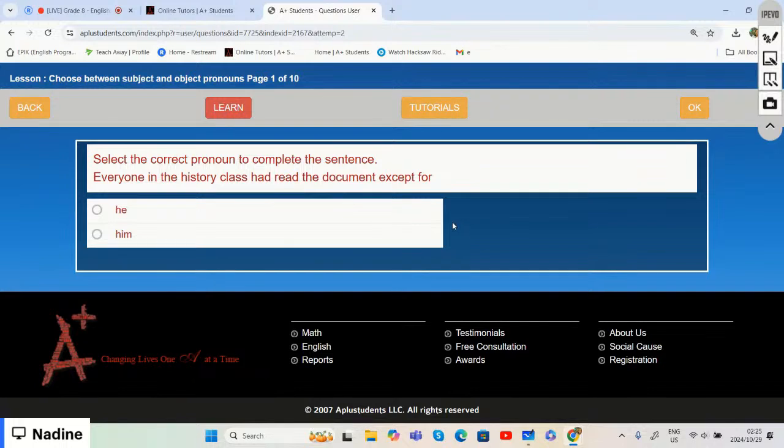All right. So now we're on our test, and we need to select the correct pronoun to complete the sentence. It says, everyone in the history class had read the document except for he, option one, or except for him, option two. Which one is correct?